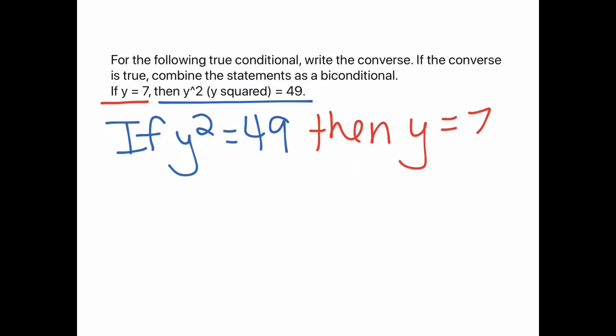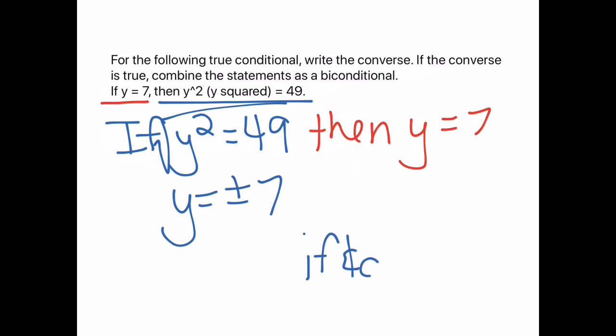So to solve this, we need to solve over here in the blue for y. To get rid of the squared, use square root. And the square root of 49 is plus or minus 7. So this would not be a true converse. Therefore, we can't write a biconditional statement. If we could, remember, biconditionals have to use if and only if. But in this particular case, we are unable to do that.